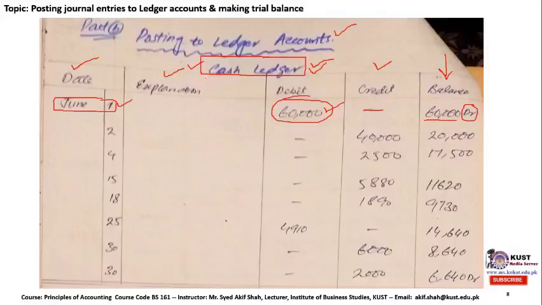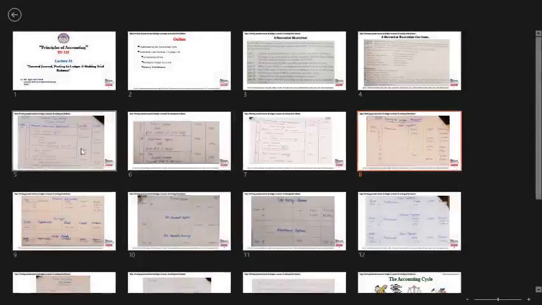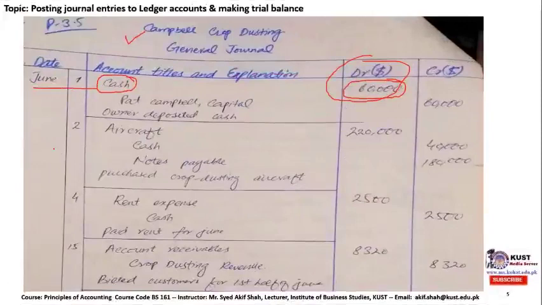So what you have to do is once again go back to the journal and critically analyze where cash has any debit or credit entry. Let's scrutinize the second transaction. This is aircraft, so we have nothing to do with this. We got a cash account once again in the second entry, and this time the cash balance has a credit amount.